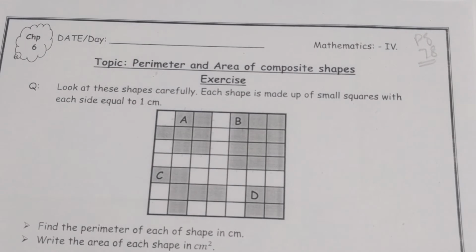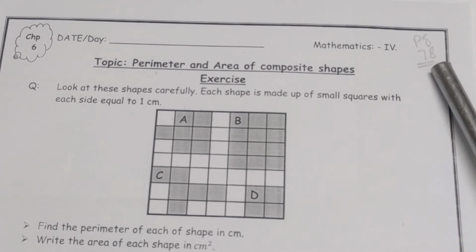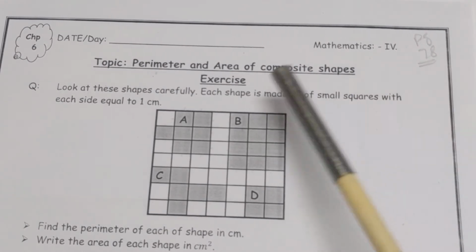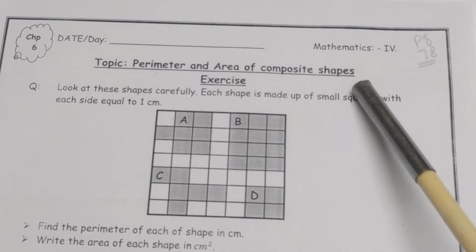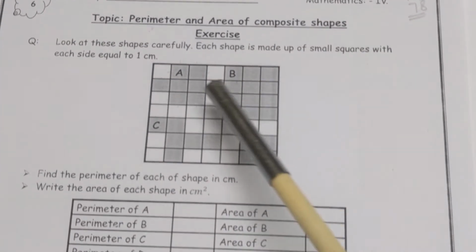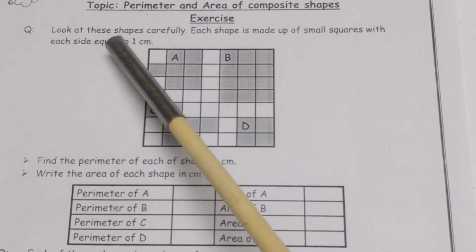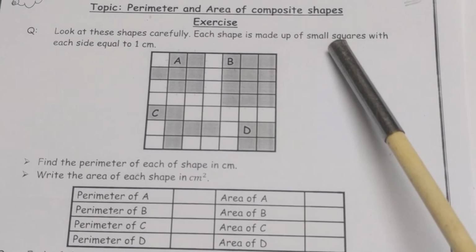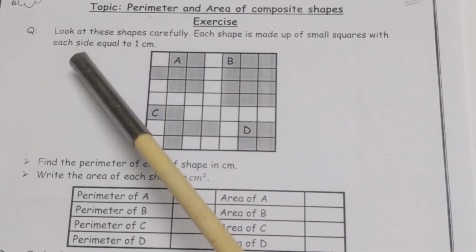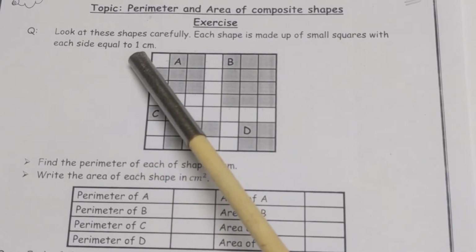Now come to the exercise. Topic is again the same, perimeter and area of composite shape. Open your booklet, page number 78. The exercise is about the perimeter and area of composite shape. So let's start. Question number 1 is, look at these shapes carefully. Each shape is made up of small squares with each side equal to 1 centimeter.